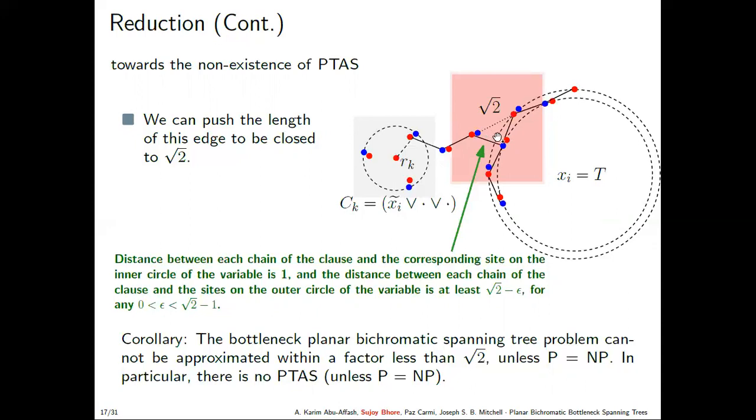This gives us this corollary that the bottleneck planar bichromatic spanning tree problem cannot be approximated within a factor less than square root 2 unless P equals NP. In particular, there is no polynomial time approximation scheme unless P equals NP.